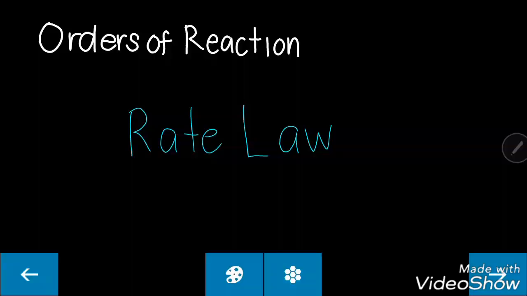Good day. Today we're talking about the orders of reaction. But first of all, we have to know about the rate law. Now, the rate law for a chemical reaction relates the reaction rate with the concentration or partial pressures of reactants.